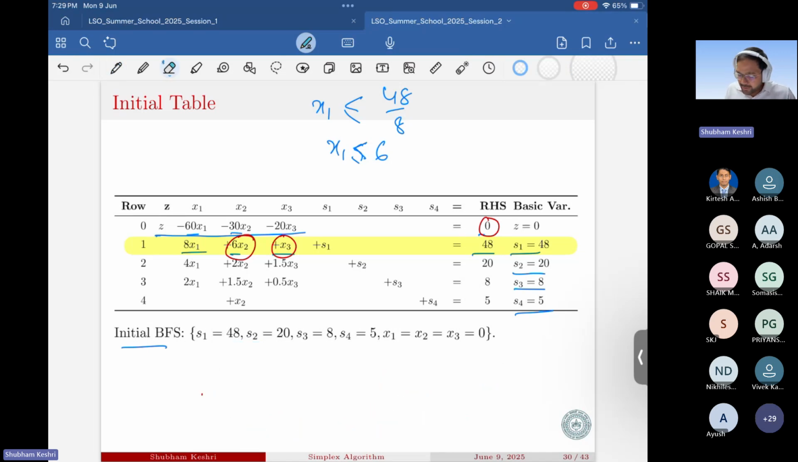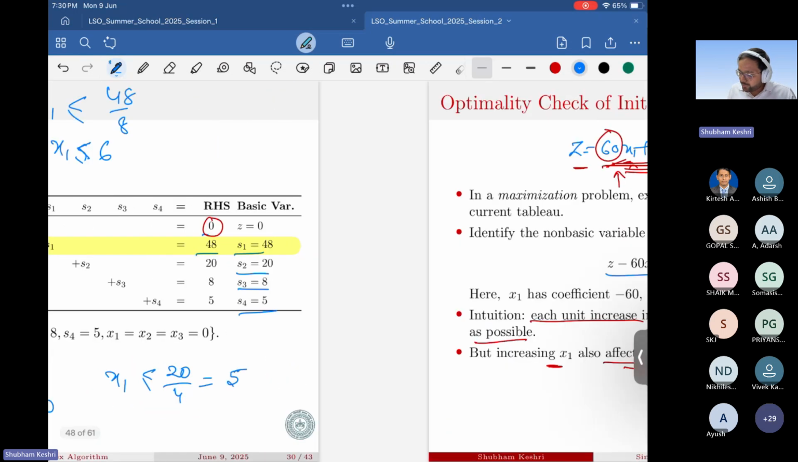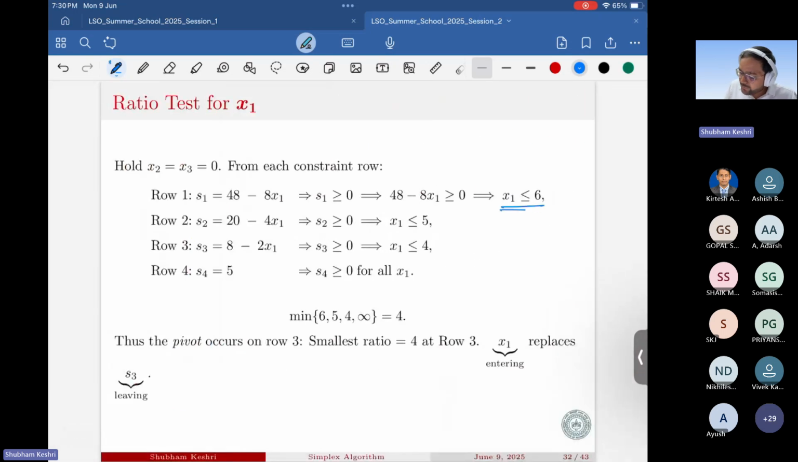So we have done the first equation. For the second equation, it is 4x1 plus s2 equals 20. So 20 minus 4x1 should be greater than or equal to 0, or x1 should be less than or equal to 20 by 4, which is 5. Have I done correctly? I think so. And similarly, you can do the third equation. So for the first equation, x1 is less than or equal to 6. For the second equation, it is less than or equal to 5. And for the third equation, x1 is less than or equal to 4.